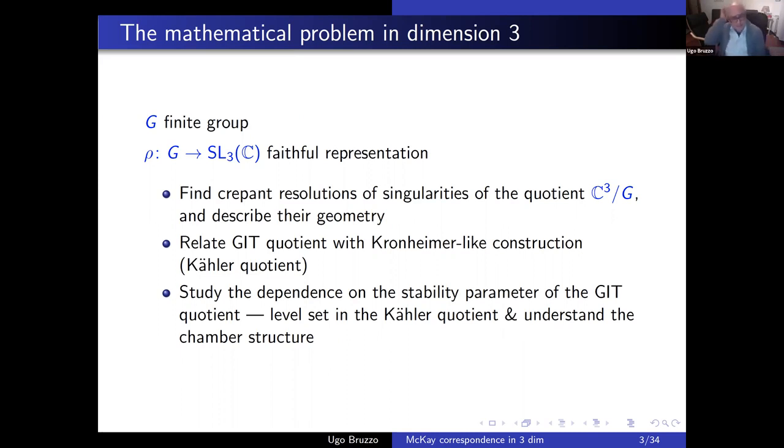Part of this project: these crepant resolutions turn out to be so-called locally Calabi-Yau. Of course they are non-compact, but they have a trivial canonical bundle. And they might carry Ricci flat metrics. So part of the program is to find these Ricci flat metrics on these resolutions. And this is a very tricky problem. It's a complicated problem.